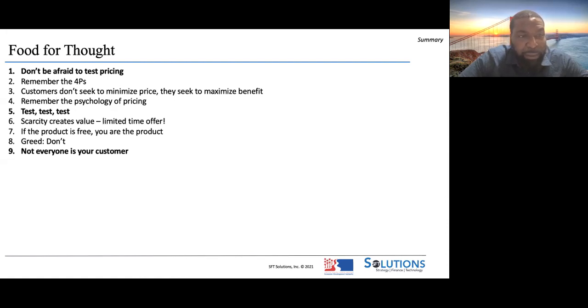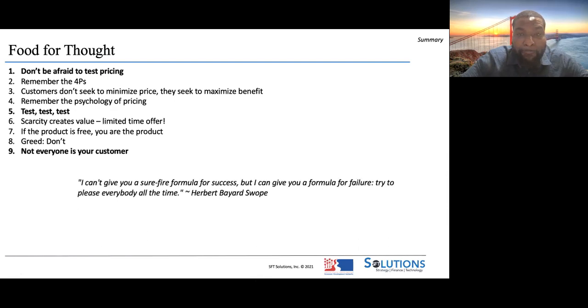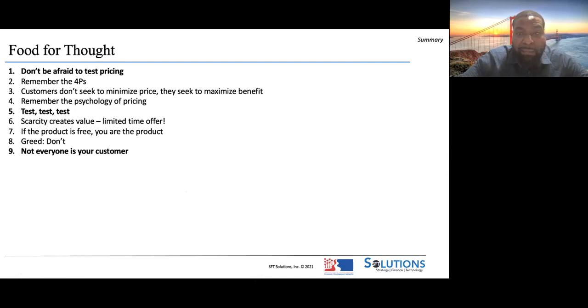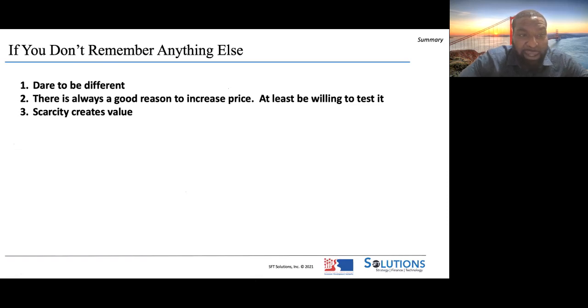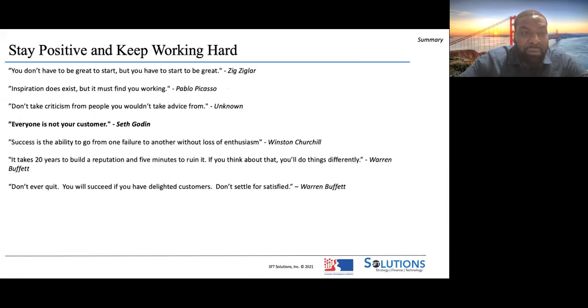Scarcity creates value. Please remember that if your product is free, you are the product. Don't be greedy. And not everyone is your customer. All right. If you don't remember anything else, dare to be different. There's always a good reason to increase price, and scarcity creates value. So that is my last slide.